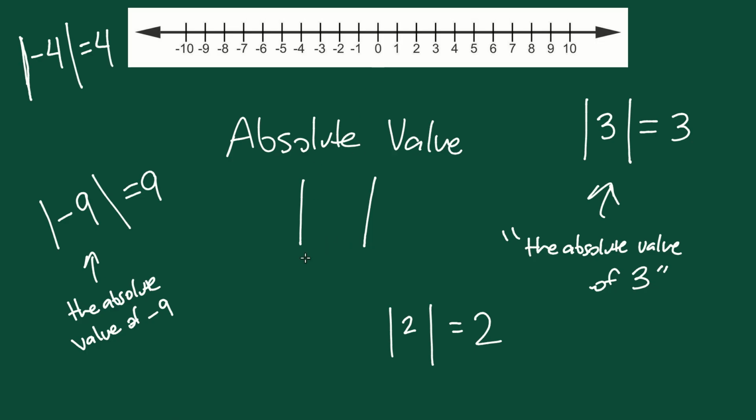As long as you're not talking about 0, right? The absolute value of 0 would just be 0. But every other number, the absolute value is whatever that number is, just the positive of it. Okay?